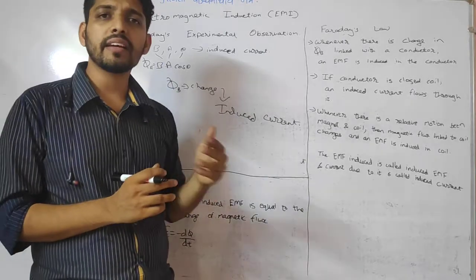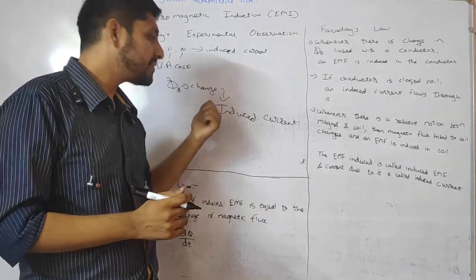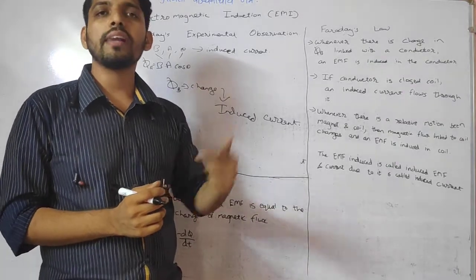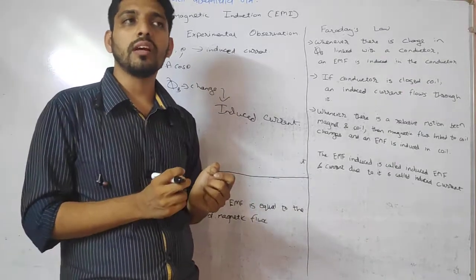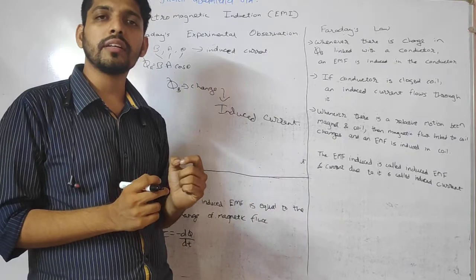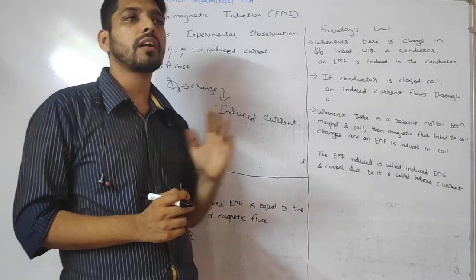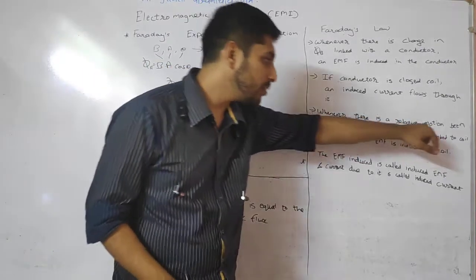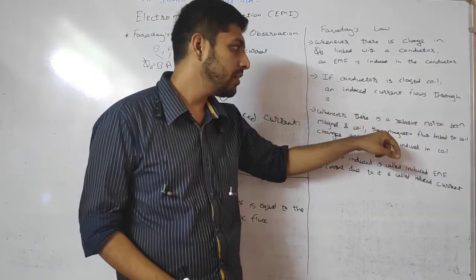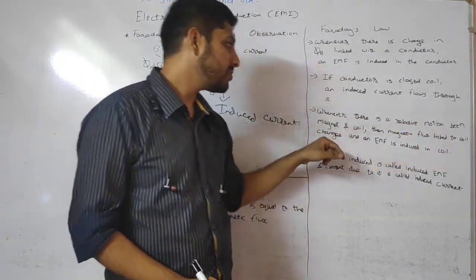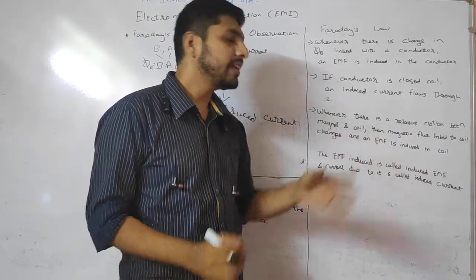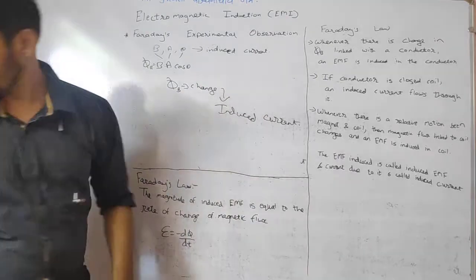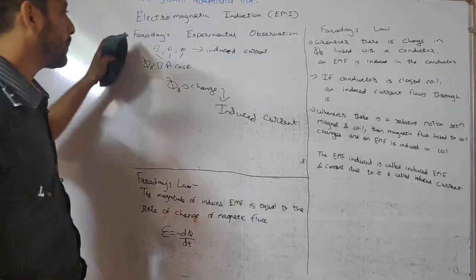If the current carrying conductor, the conductor which we are placing in the magnetic field, is a closed conductor, or you can say a coil-like thing which is a closed circuit, then the current will also pass through it. So whenever there is a relative motion between magnet and coil, the magnetic flux linked to the coil changes and EMF is induced.